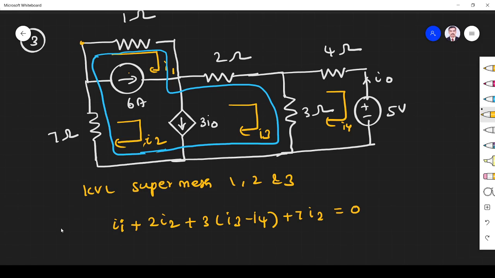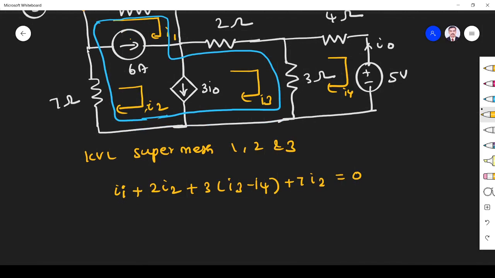Now, next what we have to do, we have to write KCL for the supermesh branch. So let us take this branch, right? So what is the thing? Here the current, I take this branch, so it is this one, 6 ampere. Take this side, here I2 is coming, there I1 is going. So what happens? I2 is equal to 6 plus I1. Incoming current is equal to outgoing current. 6, this is I1.